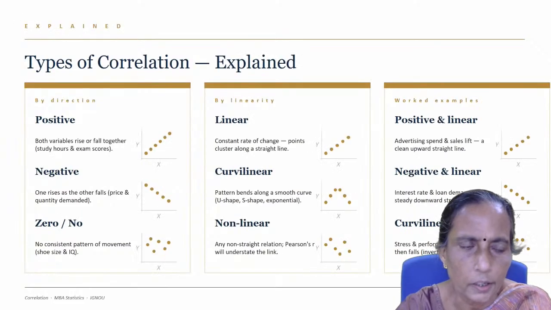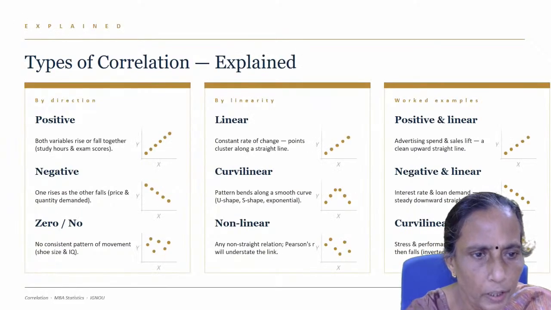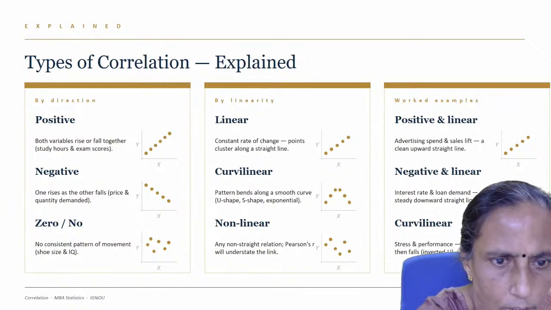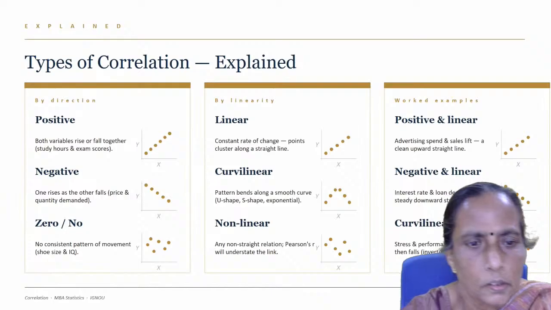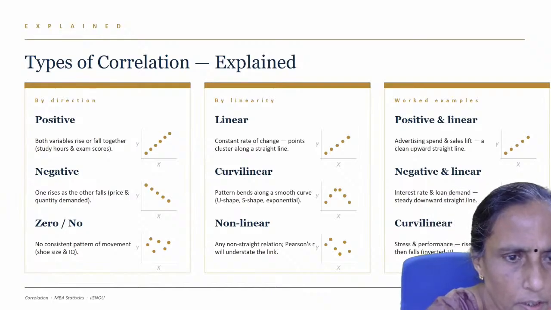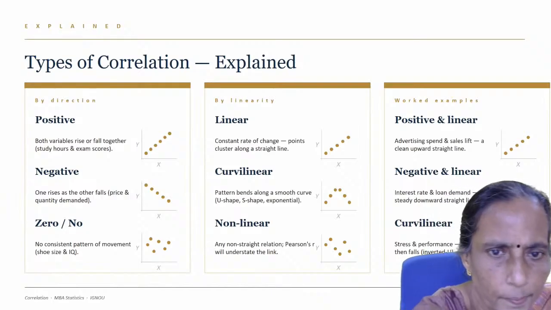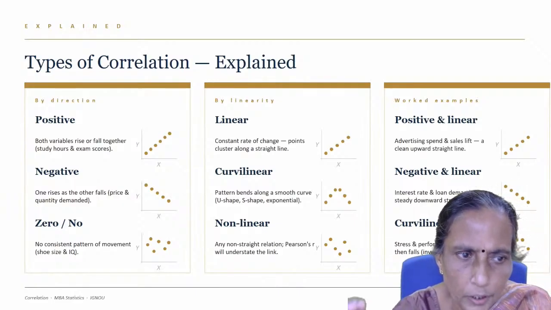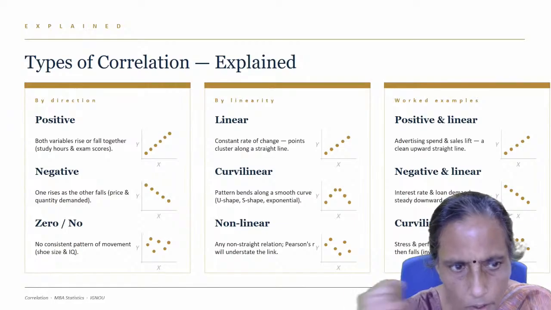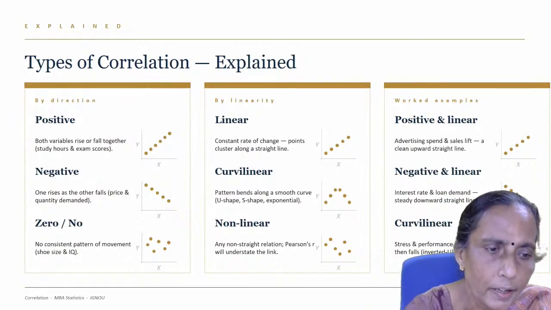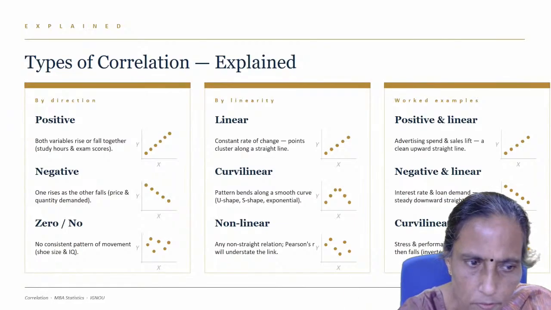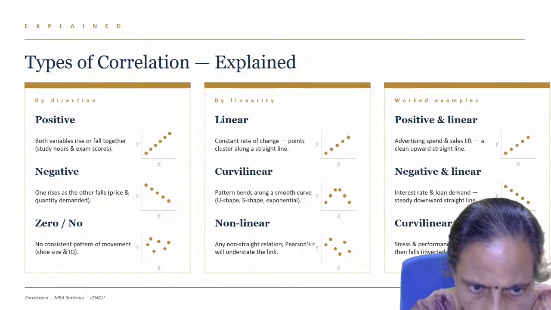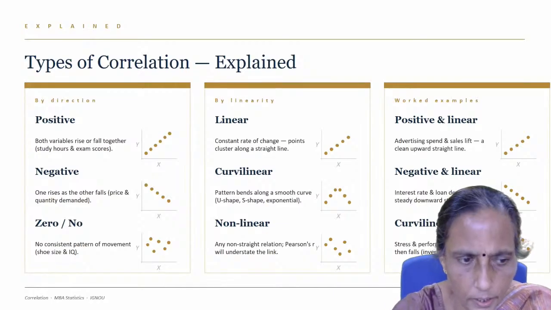Going a bit detailed, positive: both variables rise or fall together. Study hours and exam scores. The study hours taken as X and exam scores as Y, it goes in a positive direction. That means both will be moving, rising or falling in the same direction together. Negative: one rises as the other falls. That is price, and if the price increases, quantity demanded decreases.